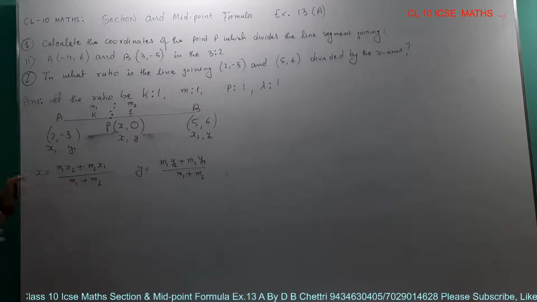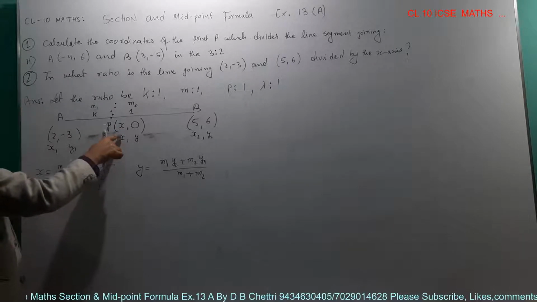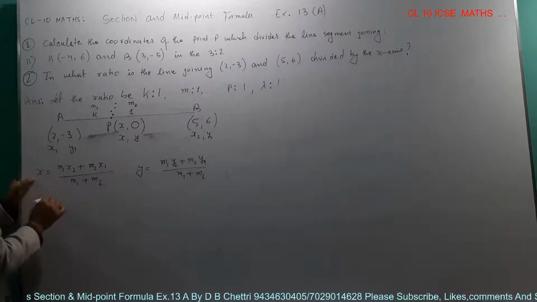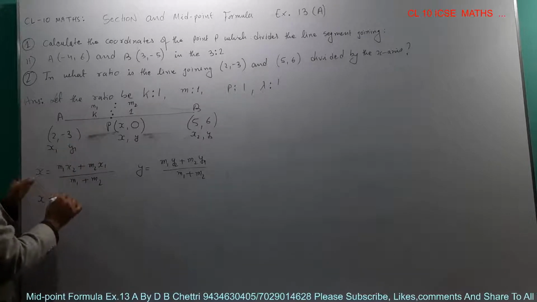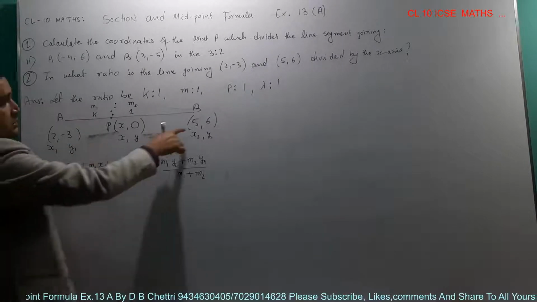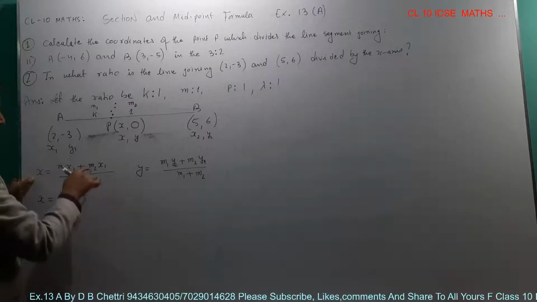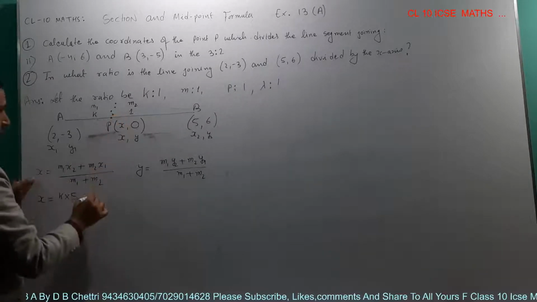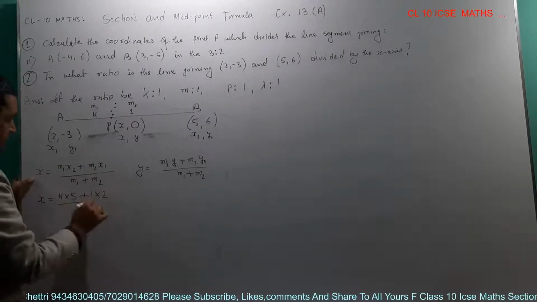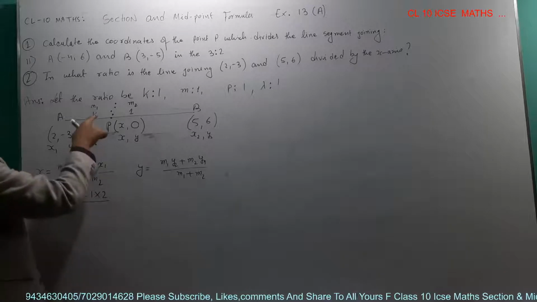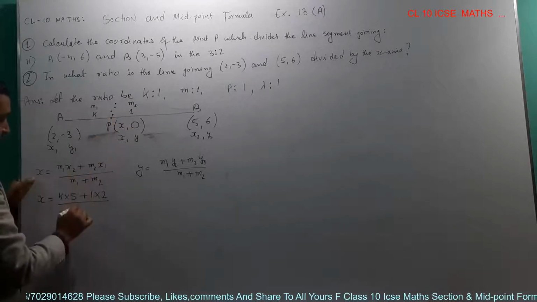Now let's substitute. What is the value of x? Value of x is x itself. That means x only. Then m1 is how much? k. m1 is k. Then x2 is how much? x2 is 5. Then in between plus sign is there. m2 is 1. Then x1 is 2, divided by m1 plus m2. m1 plus m2 means k plus 1.